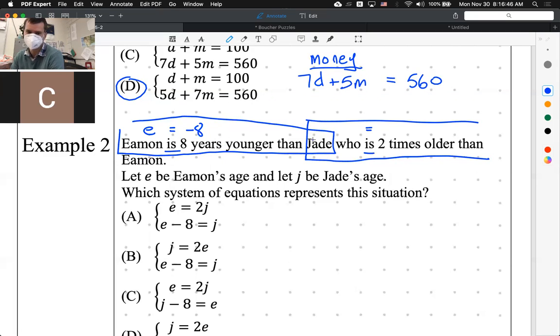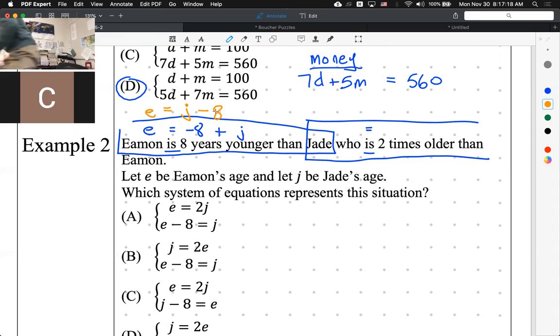And then what about Jade? Yeah, if you just say plus the J, then you'd be correct. Most people would probably write this J -8, but -8 plus J is also correct. So this can be rewritten one of two ways. This way is correct. And you could have also written E is equal to J -8. 8 years younger than Jade.